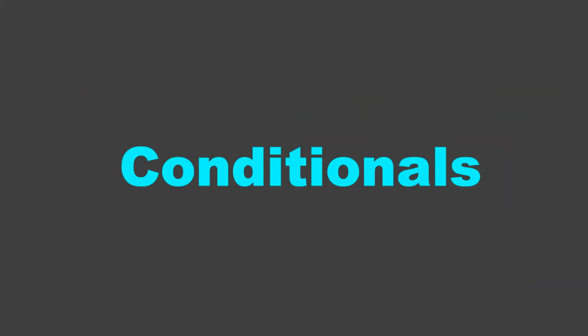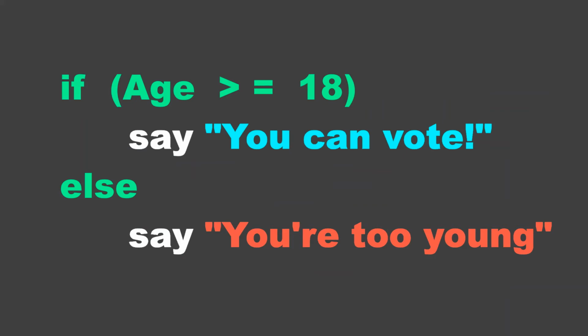Lastly, we got conditionals. These are if statements. So an example of a conditional is, let's say we want to check if a person can or cannot vote. So let's say the age is 19. So if 19 is greater than or equal to 18, say you can vote. Well, that's true. So we're going to print you can vote.